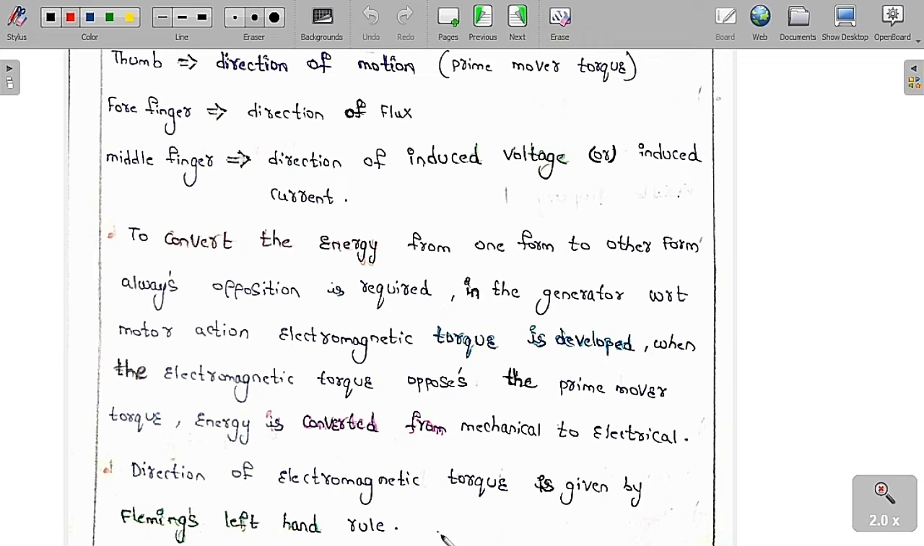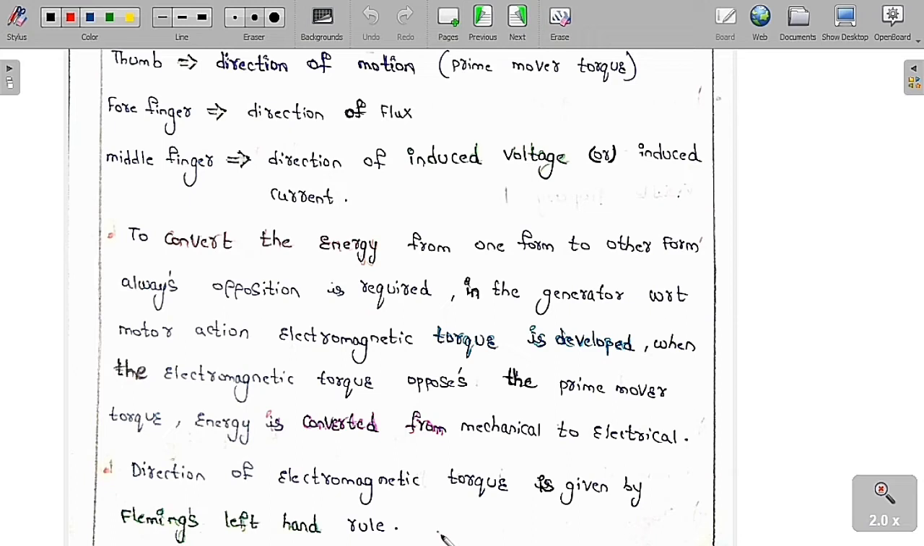In a DC generator or AC generator, the thumb always shows the direction of the mechanical torque, the forefinger shows the direction of the flux, and the middle finger shows the direction of the induced voltage or induced current. Whereas in Fleming's left hand rule, the thumb shows the electrical torque, the forefinger shows the direction of the flux, and the middle finger shows the direction of the induced voltage or induced current.